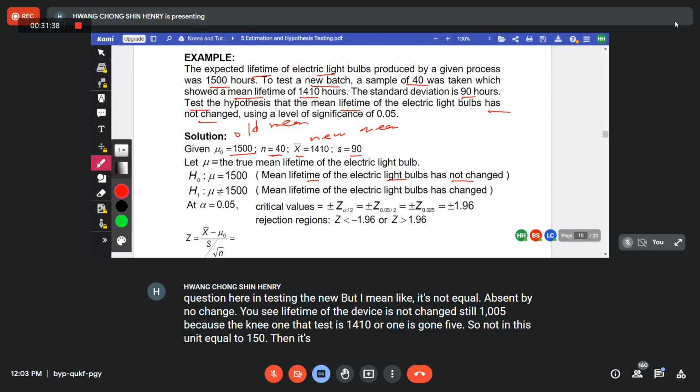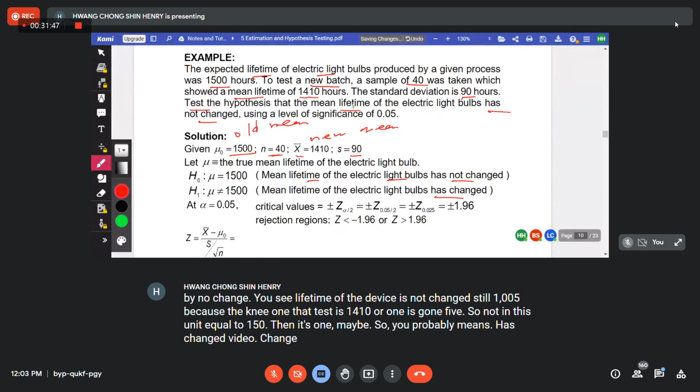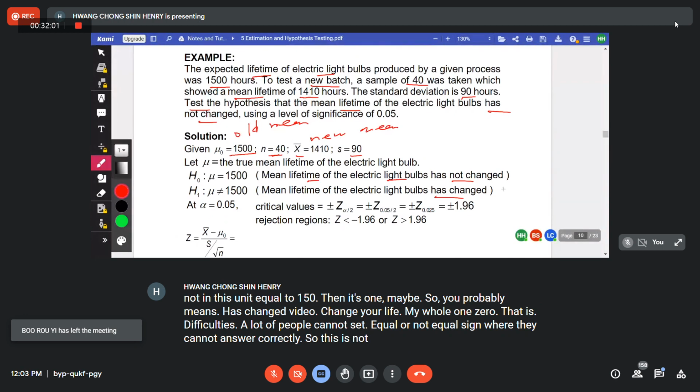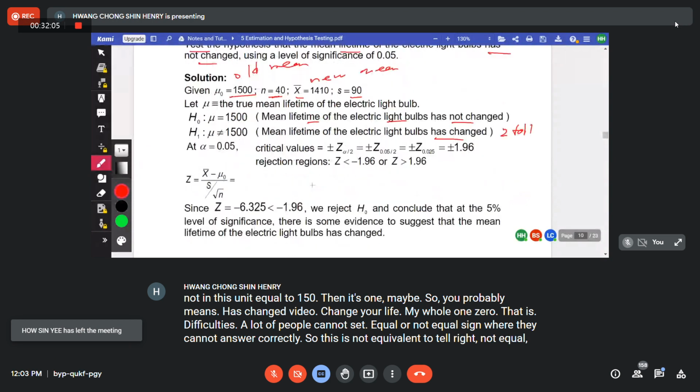That means your H1 will be not equal. Remember, contradict. So if not equal, it means it has really changed. Change to what? 1410. That is the difficulty. A lot of people cannot set the equal or not equal sign, then they cannot answer carefully. So this not equal means two-tailed, right? Not equal because of the H1 sign.